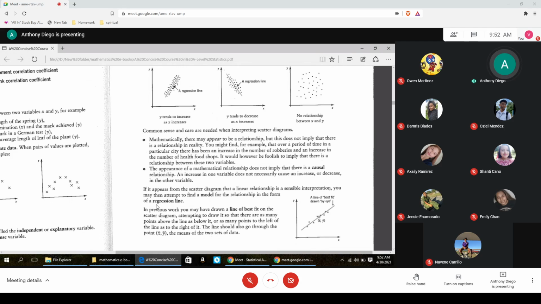So it says here that in previous work, you may have drawn a line of best fit. I don't know if you have done that in science at high school, whereby you do an investigation and they ask you to draw the line of best fit, and you take a median point and see the same amount of points below and above. But that's not the correct way of doing it. That will just be a line of best fit in that case.